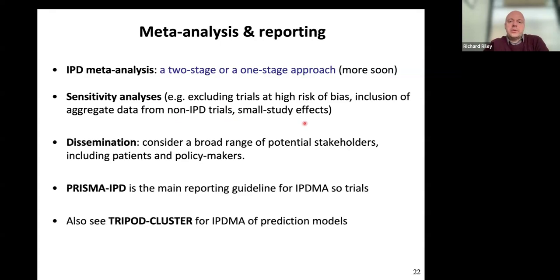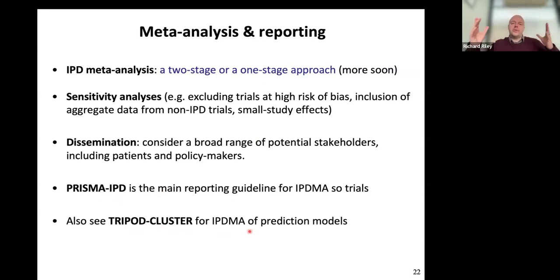After we've got our results, dissemination is important. So with an IPD meta-analysis, one of the advantages is that we should have incorporated this set of collaborators, and therefore disseminating our findings should be better, quicker, because we can engage those individuals, including patients and policymakers. In terms of reporting guidelines, there's PRISMA-IPD. This is the main reporting guideline for IPD meta-analysis of trials. Also see TRIPOD-Cluster for IPD meta-analysis of prediction models.